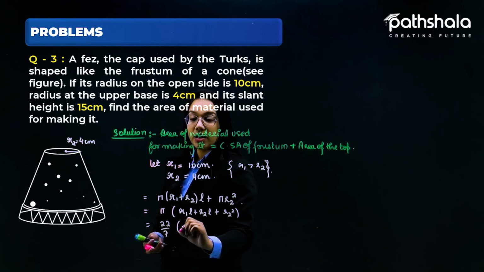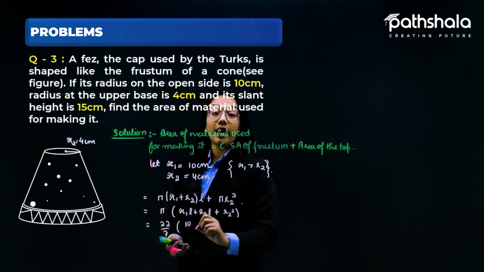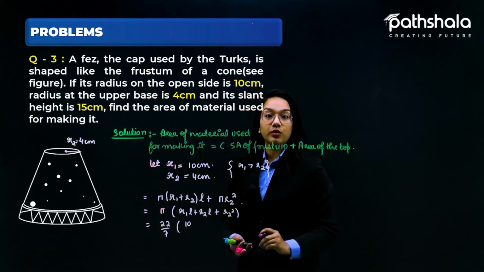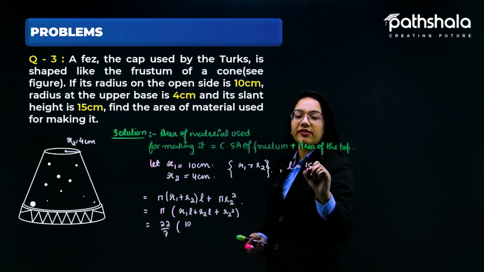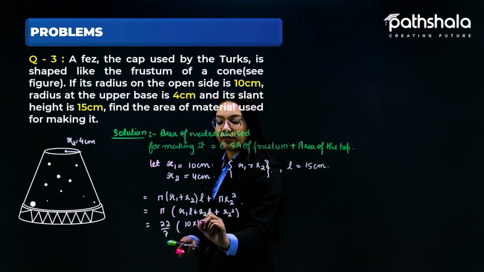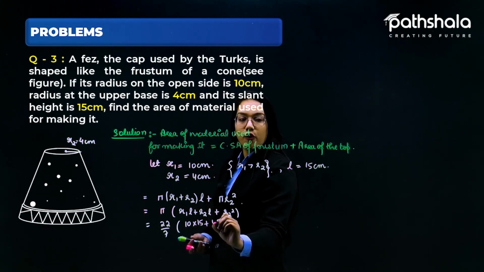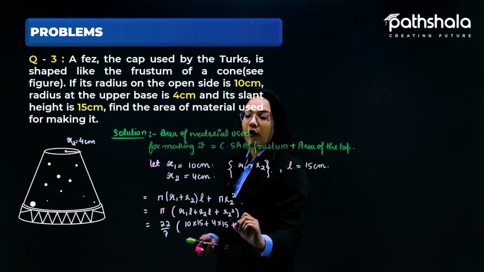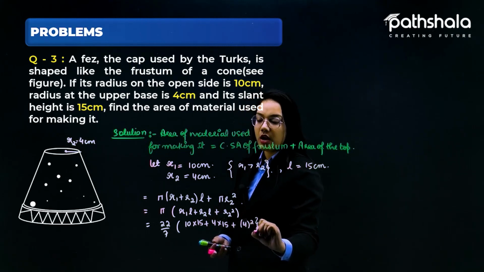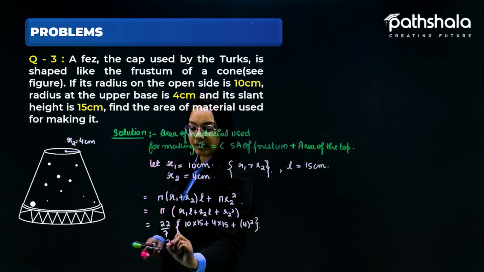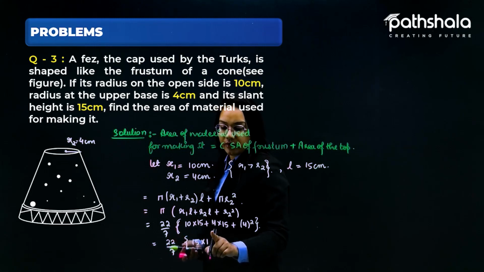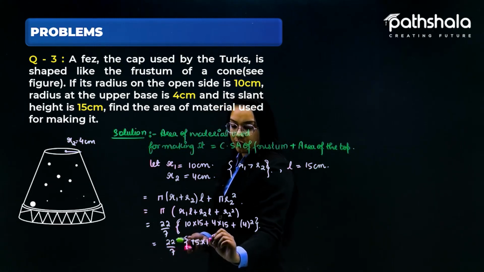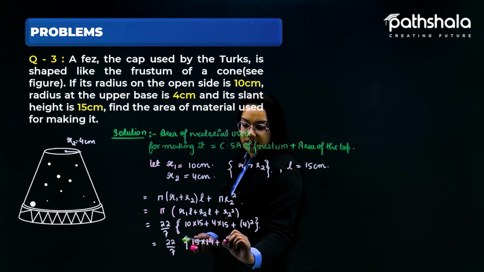Let's plug in the value. This is 22 by 7, into R1L. The slant height L is given to us as 15 centimeter. So this is 10 into 15 plus 4 into 15 plus R2, which is 4, whole square. Taking 15 common, this is 15 into 10 plus 4, which is 14, plus this is 16.